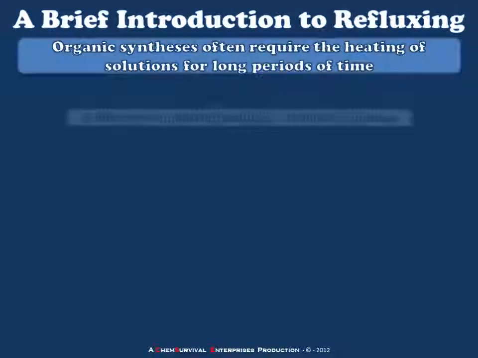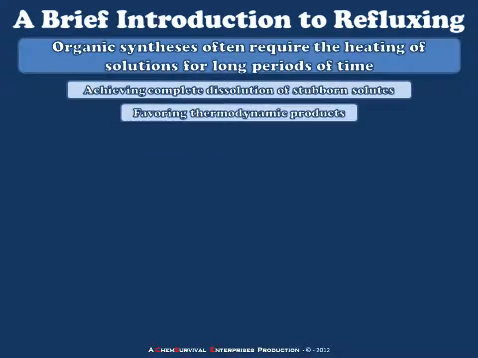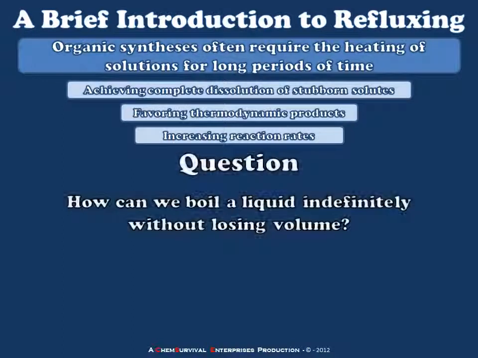Some specific examples of this would be achieving complete dissolution of a stubborn solute, favoring the thermodynamic product in a reaction with multiple pathways, and also increasing reaction rates so that equilibria are reached more rapidly. So all three of these situations beg the question, how can we boil a liquid indefinitely without boiling the liquid away, without losing significant volume?